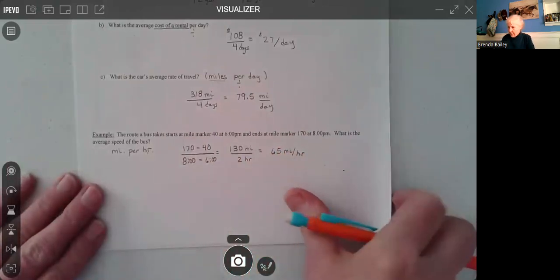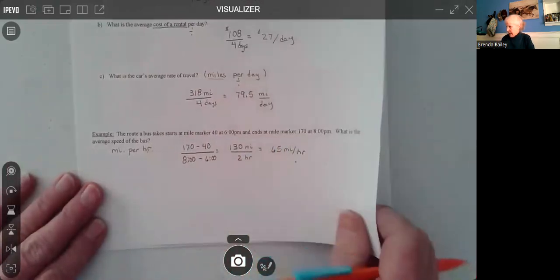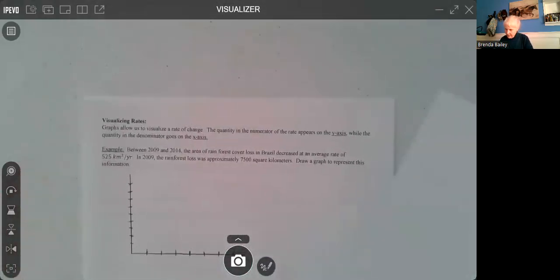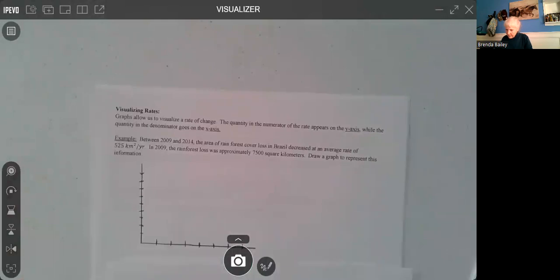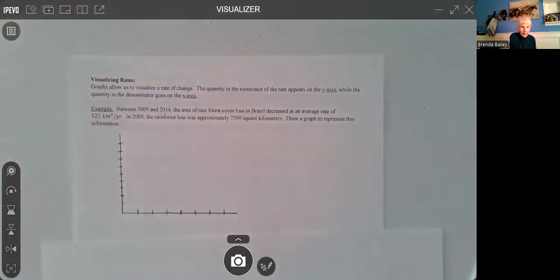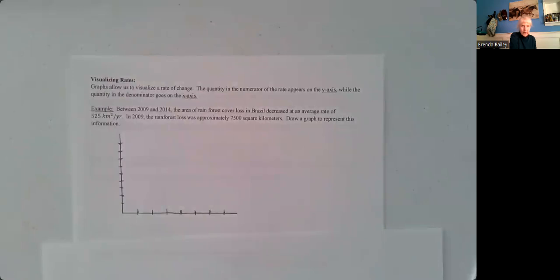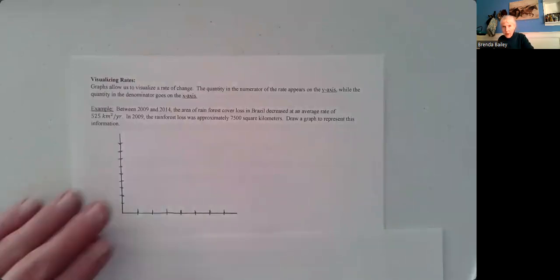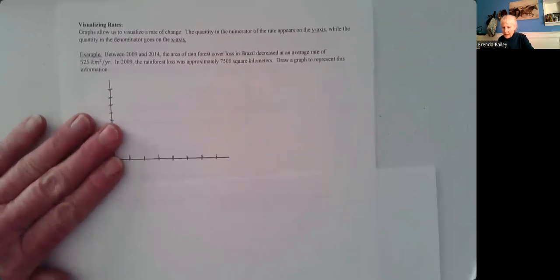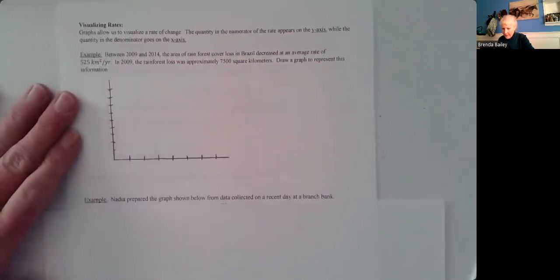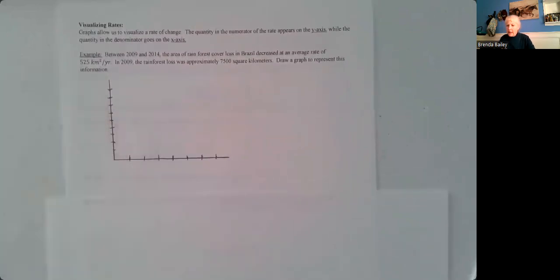All righty, let's go on to our next page, see what we've got. I might use this here. I drew this in already just to kind of save some time. Here, I want to get rid of that. There, good. All right, so let's go ahead. We're going to visualize rates with graphs. Okay, graphs allow us to visualize a rate of change.